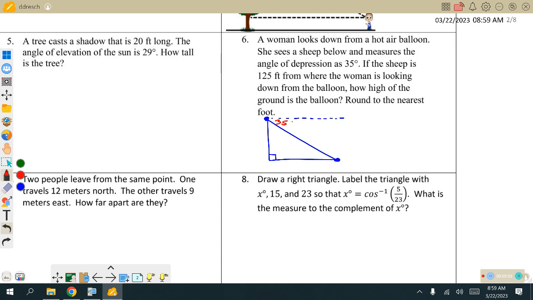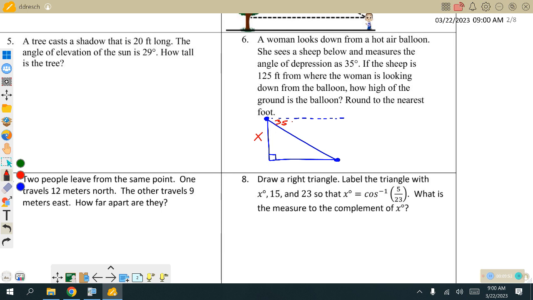Now it says if the sheep is 125 feet from where the woman is looking down from the balloon, how high off the ground is the balloon? Here's the height of the balloon. That's going to be my variable. Now, where the 125 goes, okay? This is a little ambiguous. I think it could be right wherever you put this, because again, it is kind of ambiguous of where that 125 goes.